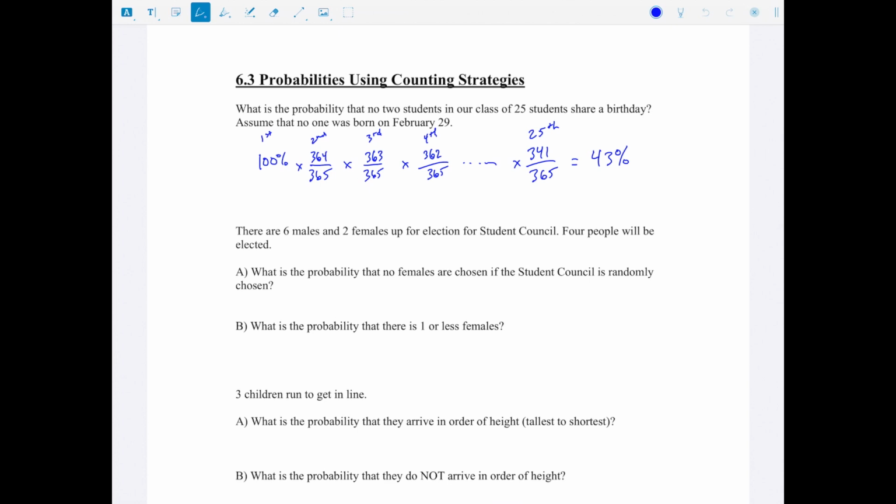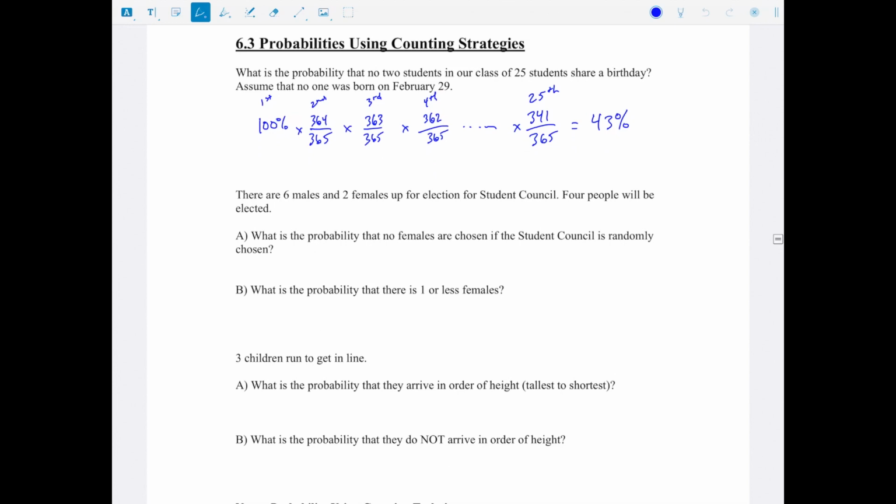Okay, let's look at another question. There are 6 males and 2 females up for election for the student council. 4 people will be elected. What is the probability that no females are chosen if the student council is randomly chosen?